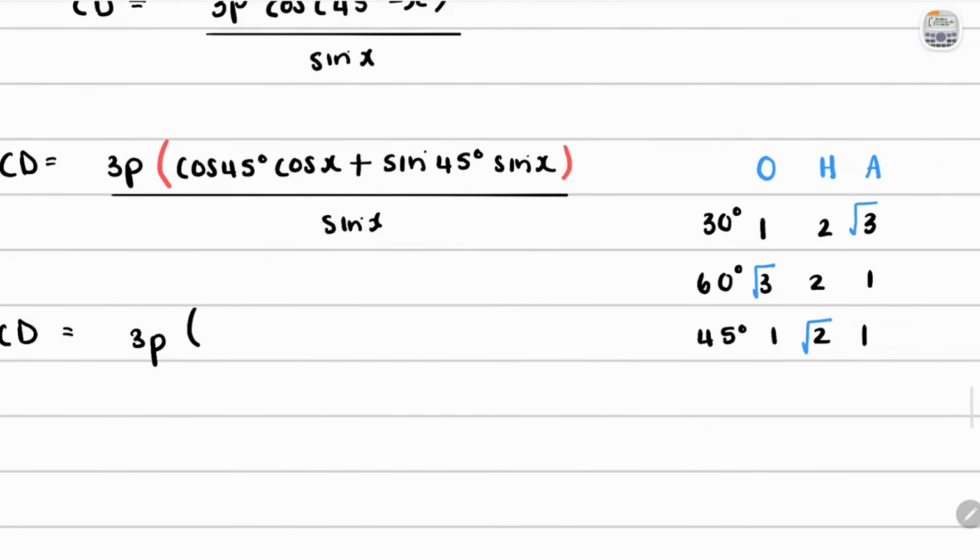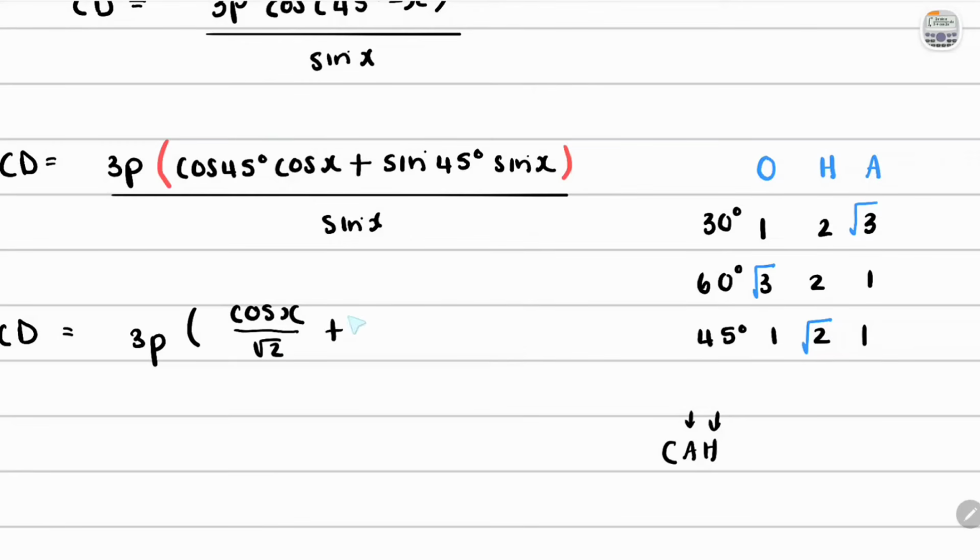Cos 45 degrees, right? Remember that from SOHCAHTOA, cos is adjacent over hypotenuse. So we'll go to the 45 degree row and we'll take the adjacent side, which is 1, over the hypotenuse, which is the square root of 2. So that becomes 1 over square root 2 multiplied by cos x. And you see that if you multiply these two together, because this is in the numerator, it really just becomes cos x over root 2.